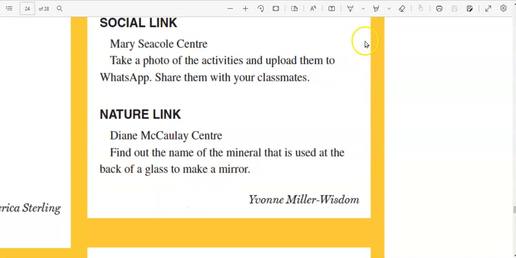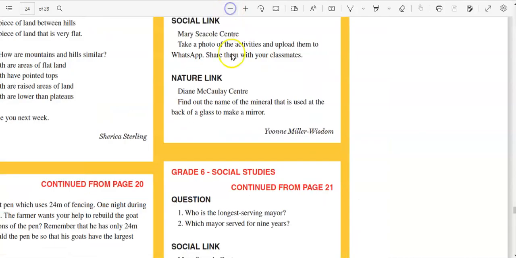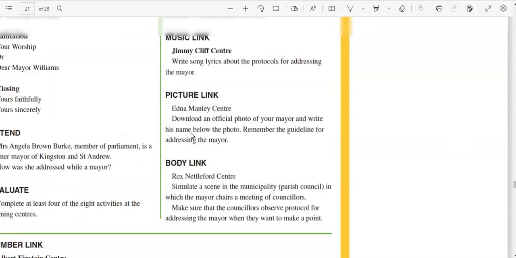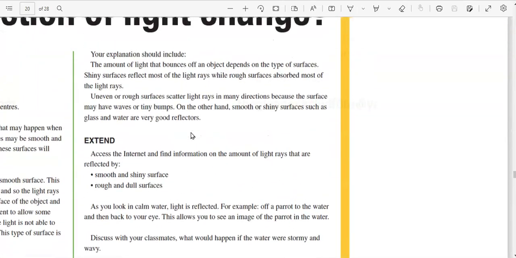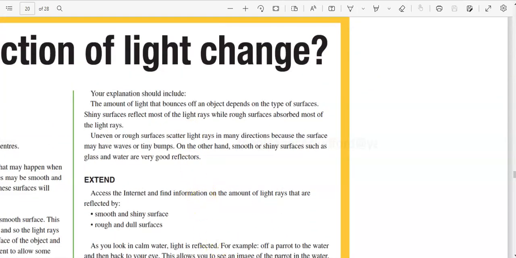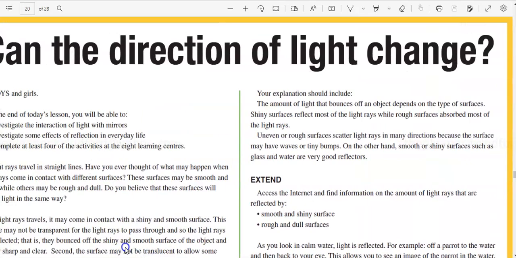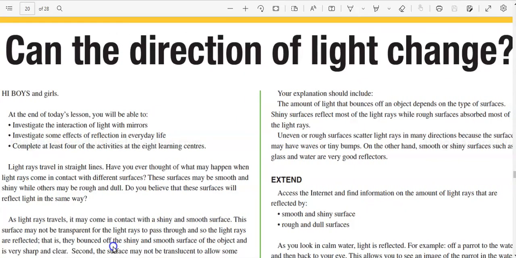All right, so let's review what we did in this episode. In this episode, we were able to look at the big question here: can light change direction? So, can the direction of light change? This is something that we can review. All right.